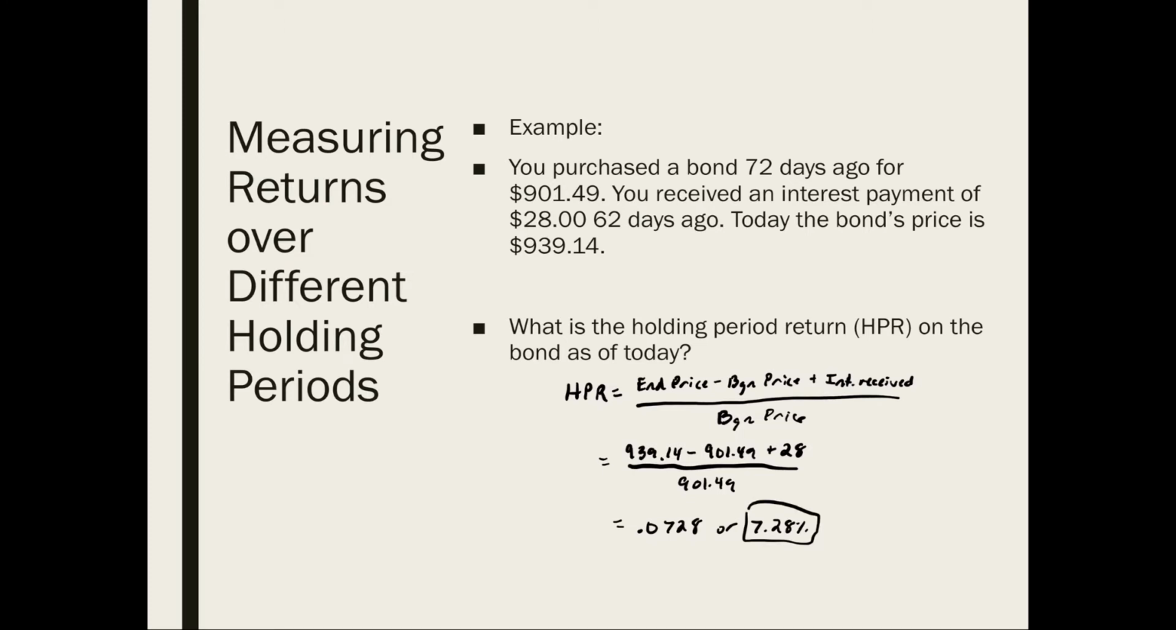holding period. Now, you could actually get a negative value for your holding period return if the ending price is smaller than the beginning price and you ended up not receiving enough interest or income over that time period to cover that difference. But this is how you would calculate your return over a particular period.